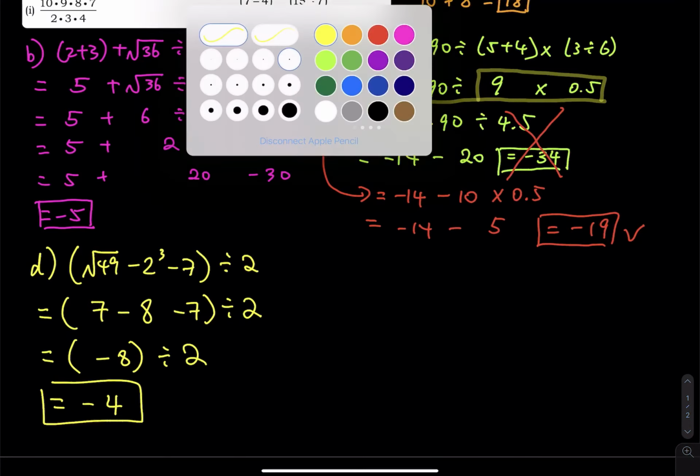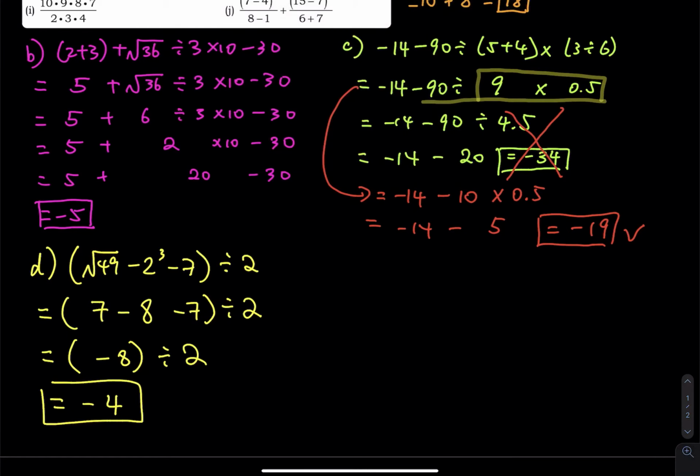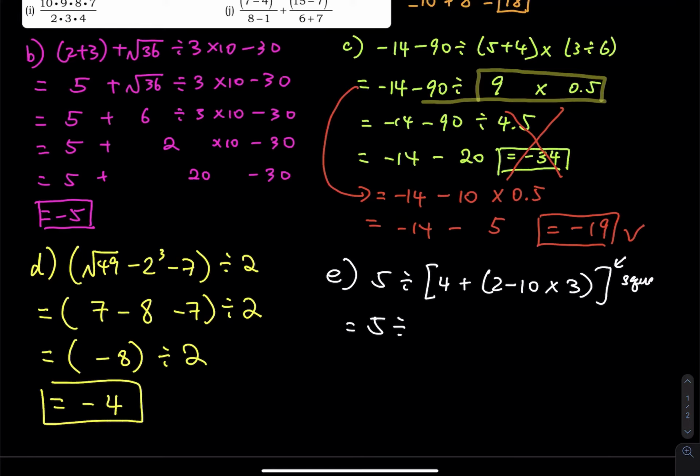And then the next one is part E. So part E, we have 5 divided by 4 plus 2 minus 10 times 3. So first, this is called a square bracket. Sometimes we call that a big parenthesis. All right, big parenthesis. So that means we have to take care of the small parenthesis first. So 2 minus 10 times 3, the 10 times 3 has higher priority. So that is 4 plus 2 minus 30.